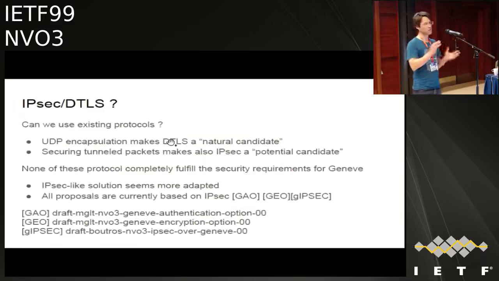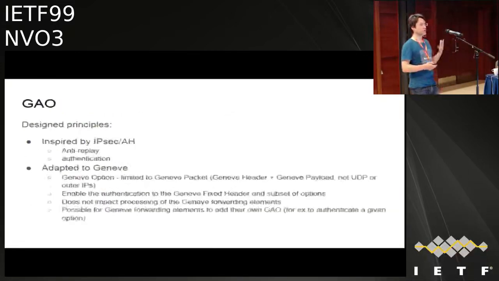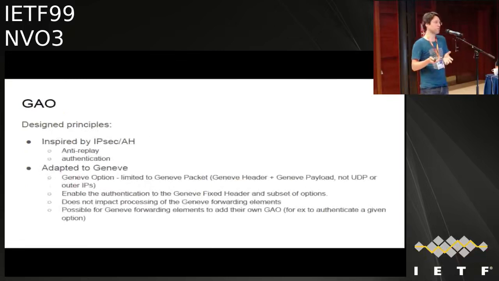On the slides, we started with a discussion of why the current DTLS solution and the current IPsec solution do not exactly fulfill the requirements, and why we need to find a solution that is specific to Geneve. I'm going to skip those slides, but I'm happy to take questions. As mentioned before, what we are doing has a strong IPsec flavor. We use anti-replay and authentication. This is GAO, the Geneve Authentication Option. We use IPsec AH for that, and we adapted it for Geneve.